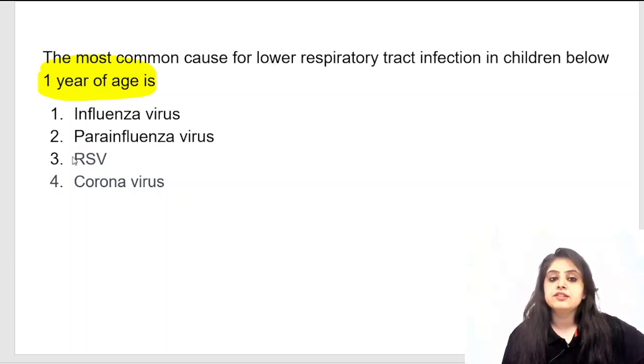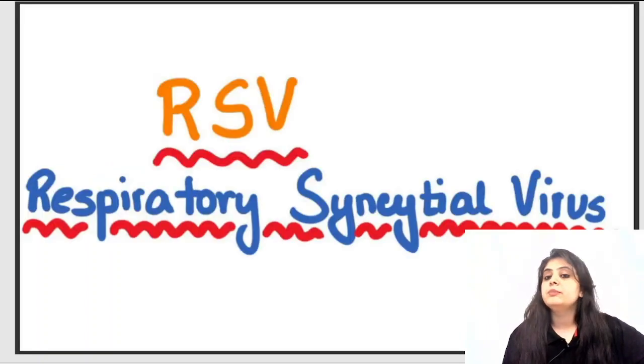And the correct answer to this question was, out of influenza, para-influenza, respiratory syncytial virus, and coronavirus, with corona obviously coming in every option going forward, the correct answer for this age group will be the RSV, that is the respiratory syncytial virus. Now, what are the quick points that you have to know about RSV?